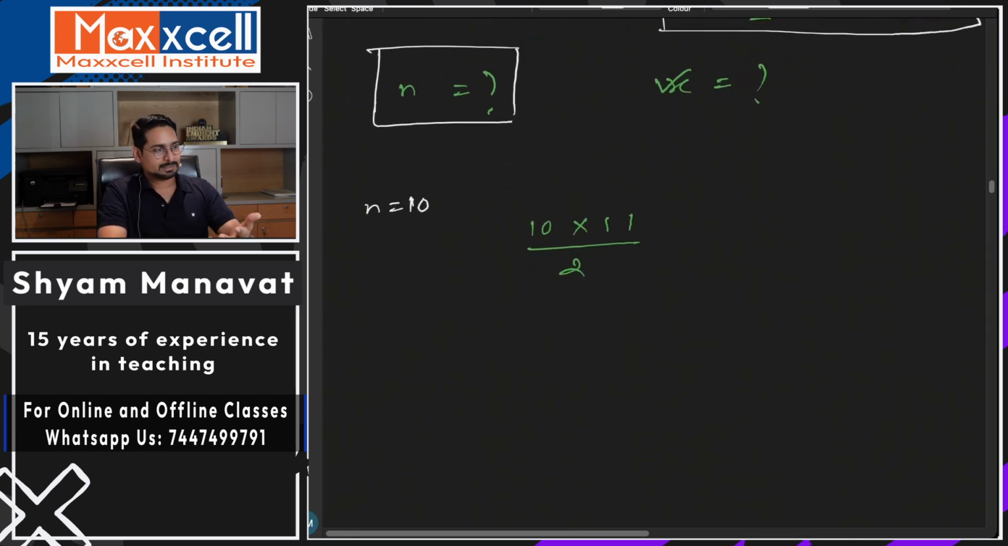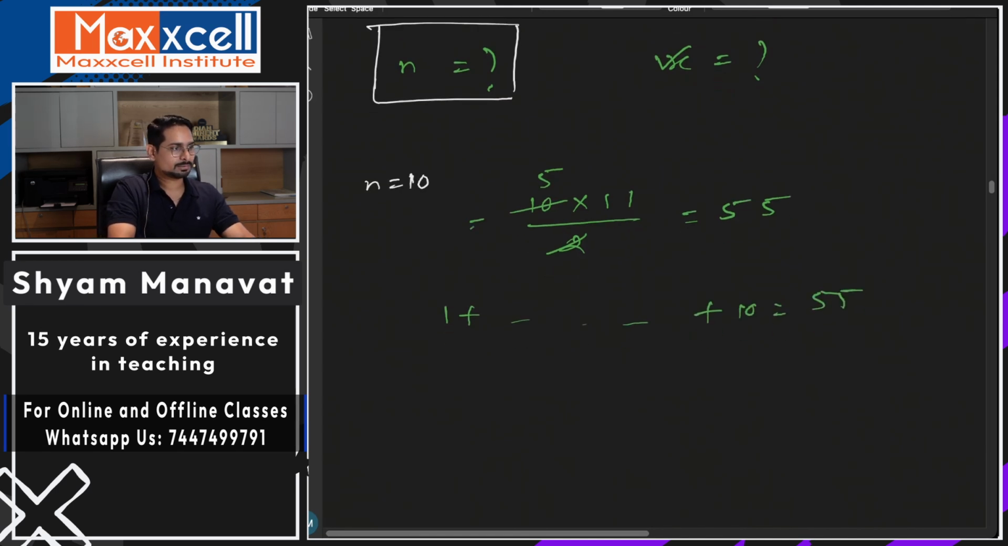And let me try explaining this without the help of the concept builder video also. Let's see. If you simplify this, what you get here is 55. That means the sum of values here is 55. If you add 1 to 10, you will get what? 55.